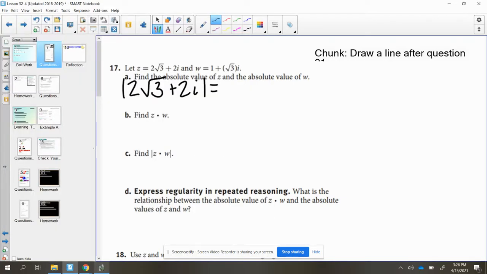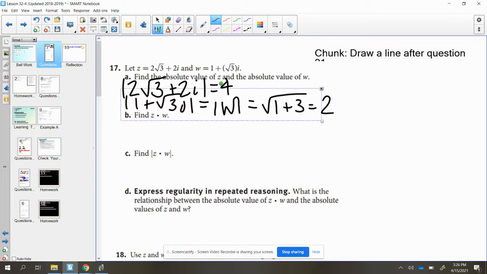And then we would do the same thing for w. This is going to be 1 plus square root of 3i, or just calling that the absolute value of w, square root of 1 squared plus square root of 3 squared. We end up actually getting 2.